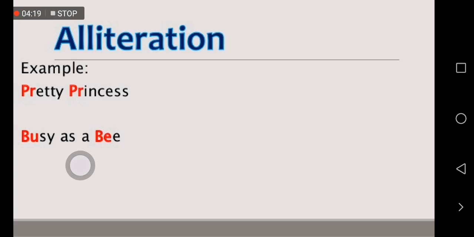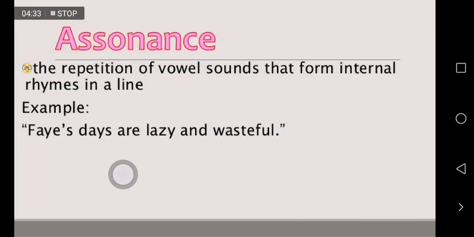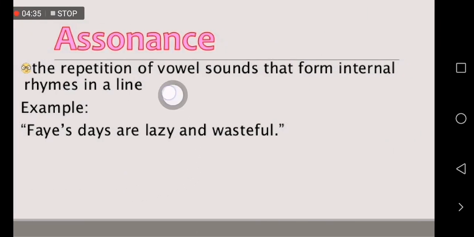Let's move further. Another example of alliteration is: pretty princess, busy as a bee. So all these examples are included in alliteration. Then we have assonance. Assonance is the repetition of vowel sounds that form internal rhymes in a line. Example: Fate days are lazy and wasteful. So here you see the A sound is repeated in this line.